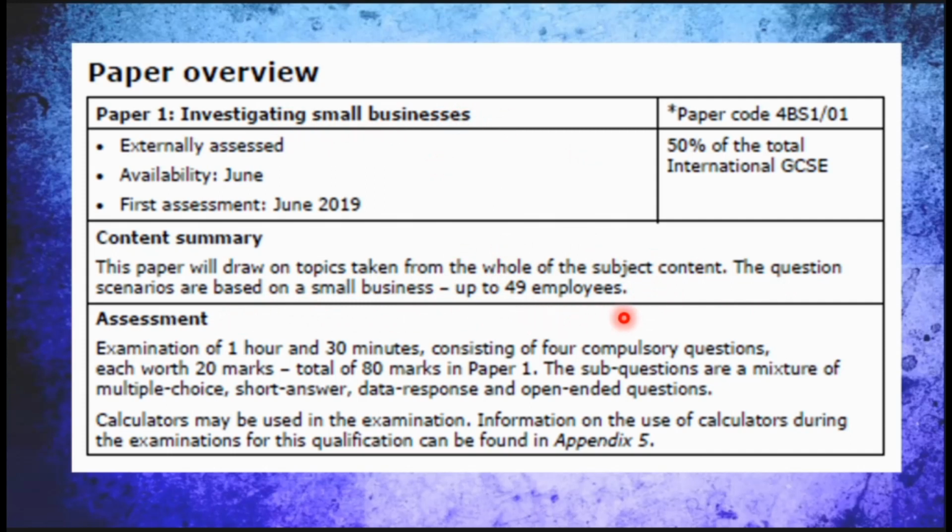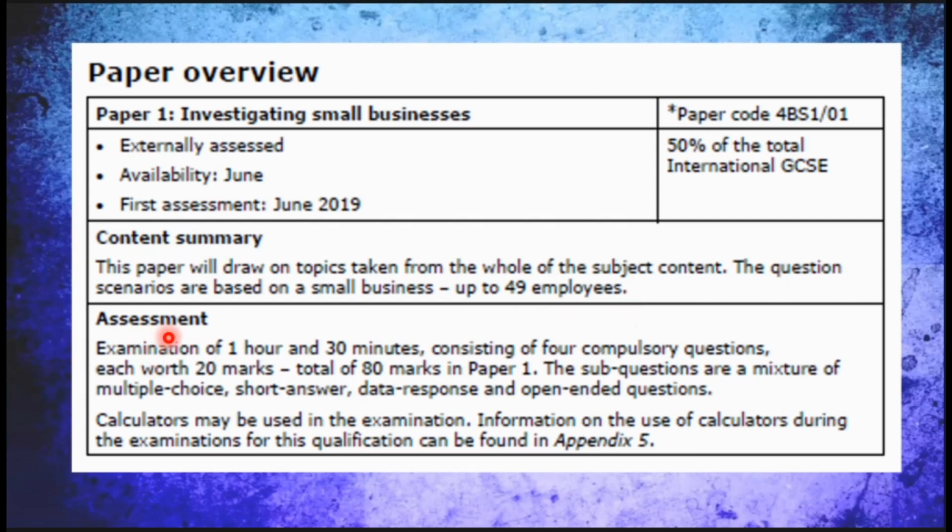Alright. In both the papers, paper 1 and paper 2, you will have a case study model of question paper. Usually they give you one case study, and based on that case study you will have to solve different questions based on the topics which you have dealt with in the specification.